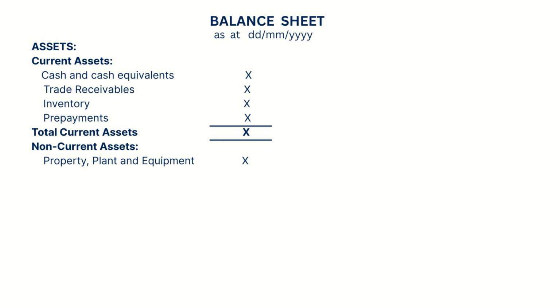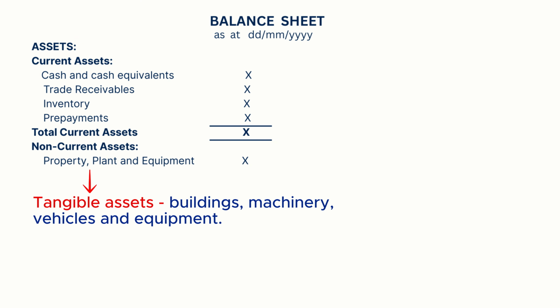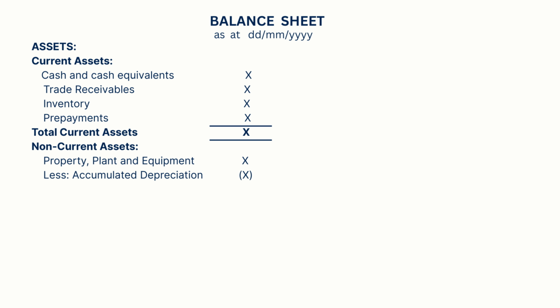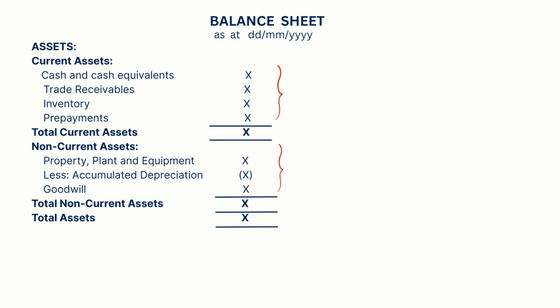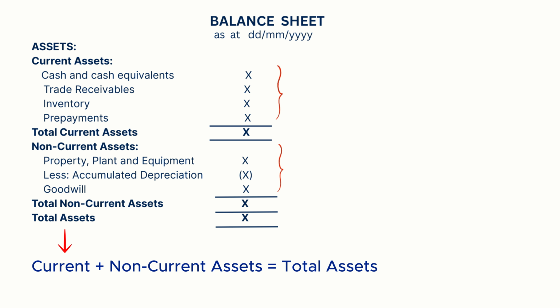Property, plant, and equipment. These are tangible assets, for example, buildings, machinery, vehicles, and equipment. Less accumulated depreciation. Depreciation reflects the wear and tear of those assets over time. Accumulated depreciation reduces the carrying value of the asset on the balance sheet. Goodwill. Goodwill arises when a company acquires another business and pays more than the fair value of its net assets. Total assets. When we add current and non-current assets together, we arrive at total assets. They are everything the company owns.